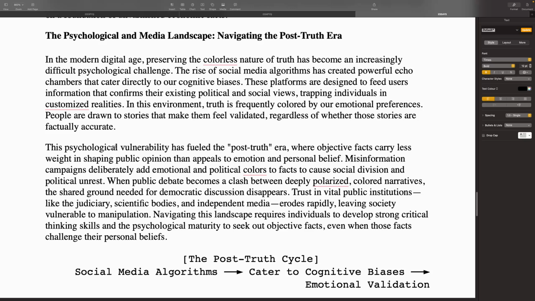Misinformation campaigns deliberately add emotional and political colors to facts to cause social division and political unrest. When public debate becomes a clash between deeply polarized, colored narratives, the shared ground needed for democratic discussion disappears. Trust in vital public institutions like the judiciary, scientific bodies, and independent media erodes rapidly, leaving society vulnerable to manipulation. Navigating this landscape requires individuals to develop strong critical thinking skills and the psychological maturity to seek out objective facts even when those facts challenge their personal beliefs.